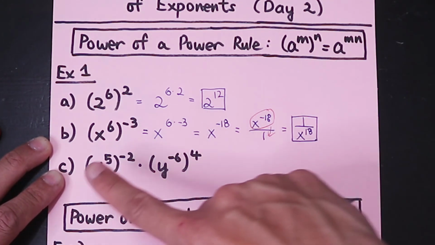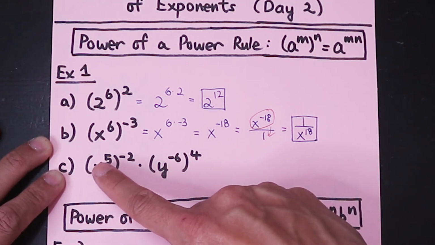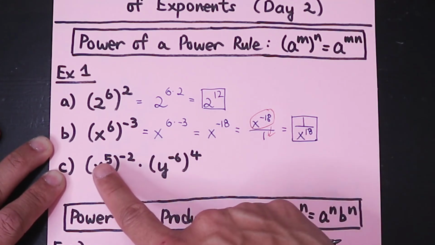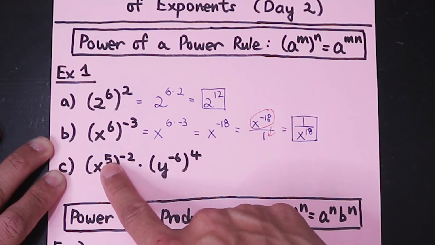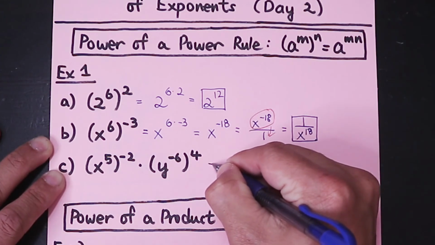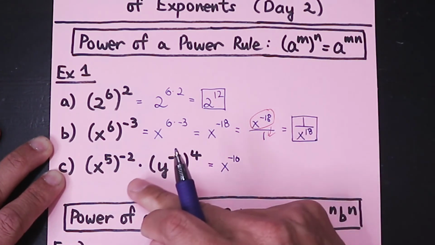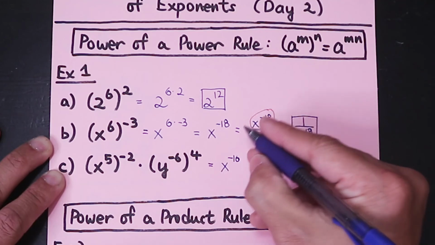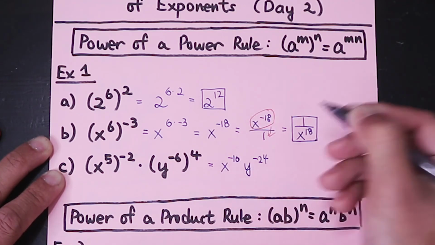Okay? Now in part C, same thing. It's just that it's a bit longer, but the process is the same. So for the x's, you multiply the 5th power and the negative 2nd power. So you have x to the negative 10th. And then for the y, you do negative 6 times 4. So it's going to be y to the negative 24th power.